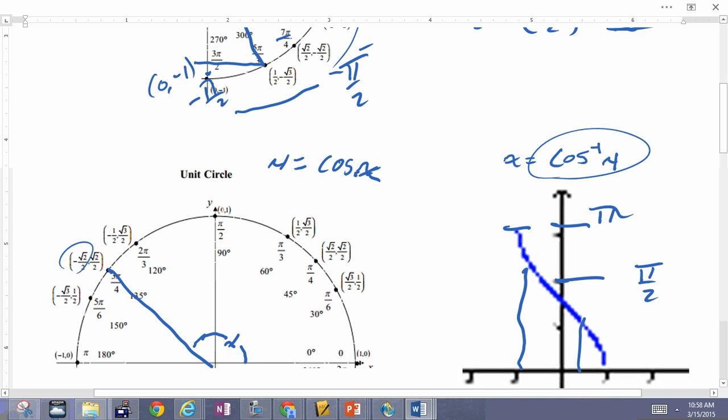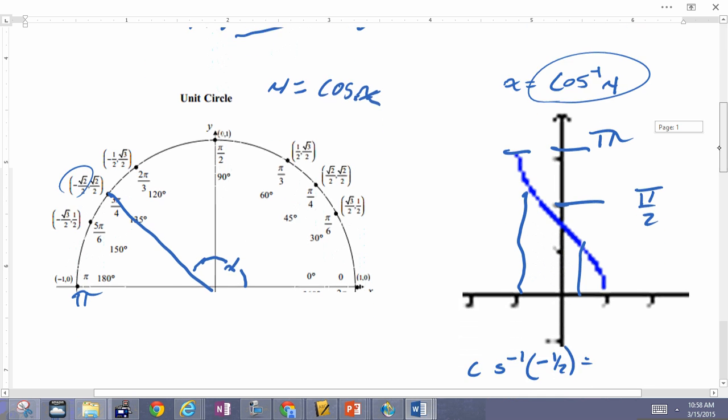Since the range of the inverse cosine runs from 0 to pi, we're going to look at the angles of rotation which run from 0 to pi, which is effectively the upper half of the unit circle, the upper half of the unit circle.